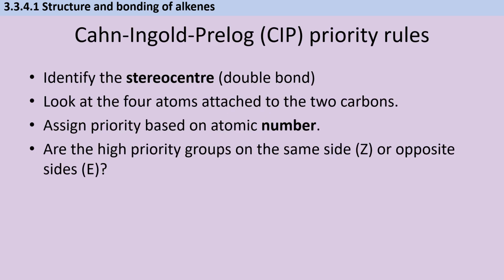In order to determine whether a molecule is an E isomer or a Z isomer, we're going to use something called CIP priority rules. The first thing that we need to do is to identify the stereocenter, which is just where that double bond is. We're going to look at the four atoms that are attached to the two carbons on either side of that double bond, and we're going to assign them a priority based on their atomic number. And then we're going to see, are the highest priority groups on the same side of the double bond, or are they on opposite sides?